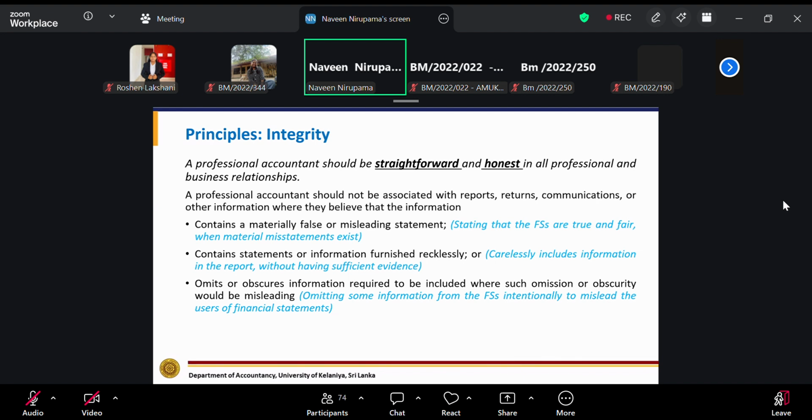And omitting or obscuring information required to be included, where such omission or obscurity would intentionally mislead the users of the financial statements. The financial statements then include incorrect information.